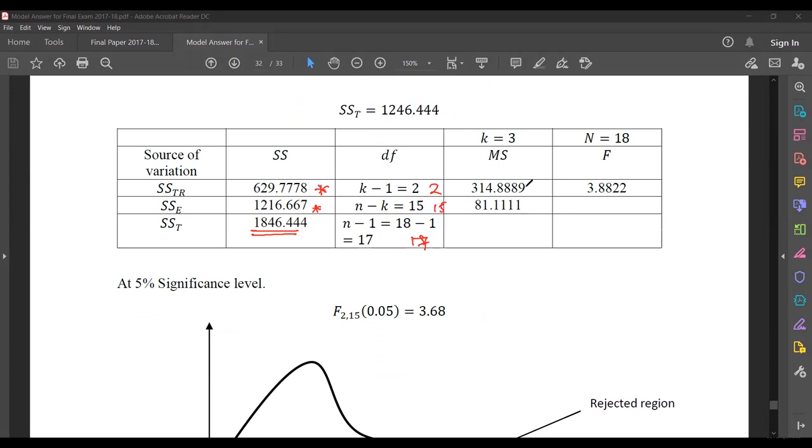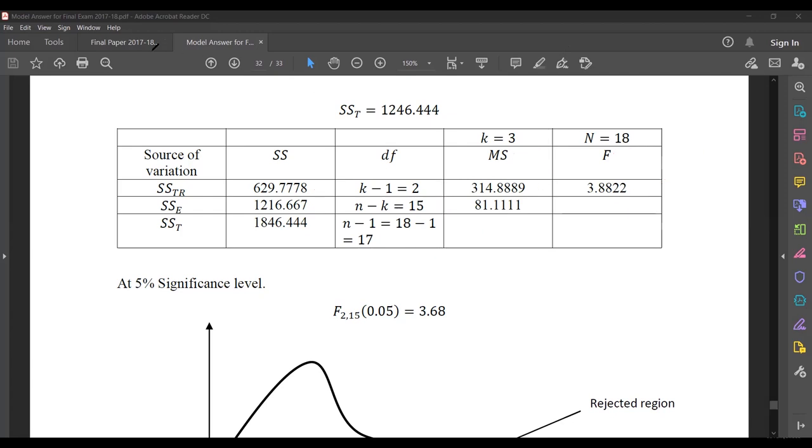The MS is found in such a way that MS is equal to SS divided by DF, so you have to find this. Here we don't find MS. This F is given by 314 odd, that 8889, divided by 81.1111. So that is this F value, calculated using our calculation.